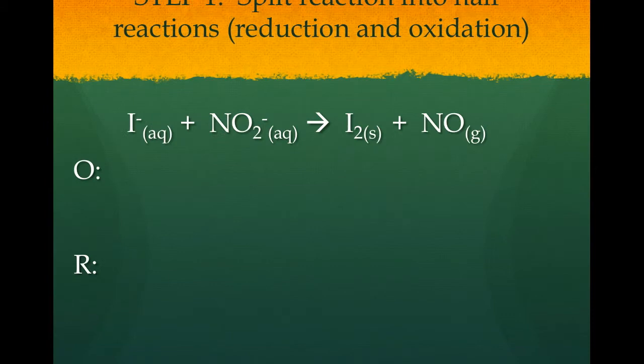We're going to take iodide and react that with nitrite to form iodine and nitrogen monoxide. First thing we have to do, split the reaction into half reactions. So, whisper to your neighbor how we are going to do that.